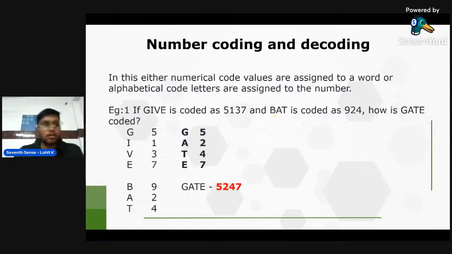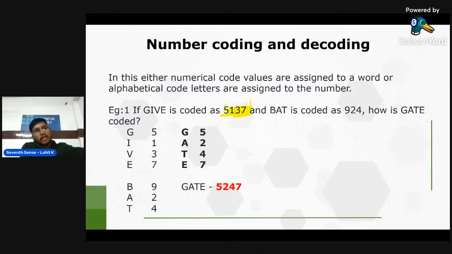So instead of the coded letters, they will be using the numbers here. What they can do is they can use the numbers of the original letters, they can use the reverse of the original letters, or else they can just give a random number for each letter, as you can see in this one. They have coded give as 5137, and it is not our original number. G is 7, but they have written 5. I is 9, they have written 1. V is 22, but they have written 3 here. So it is not our original letters. They have taken random numbers here.